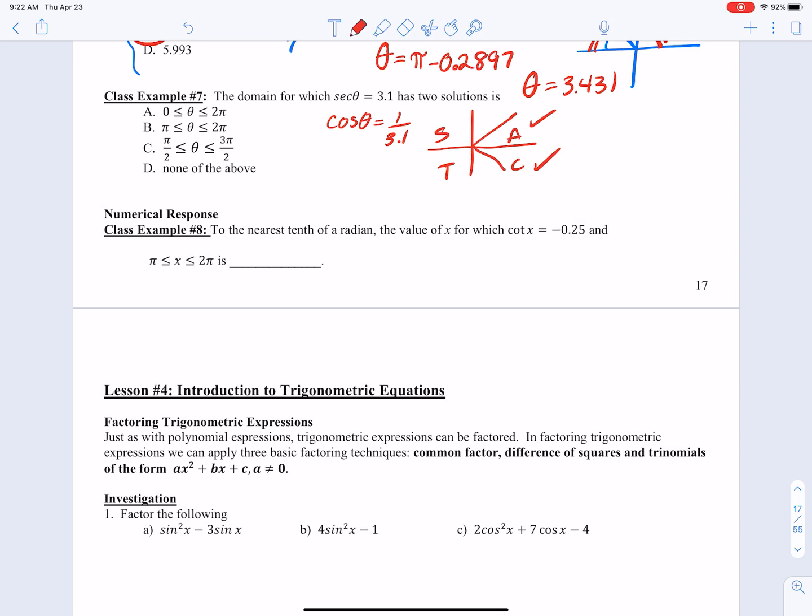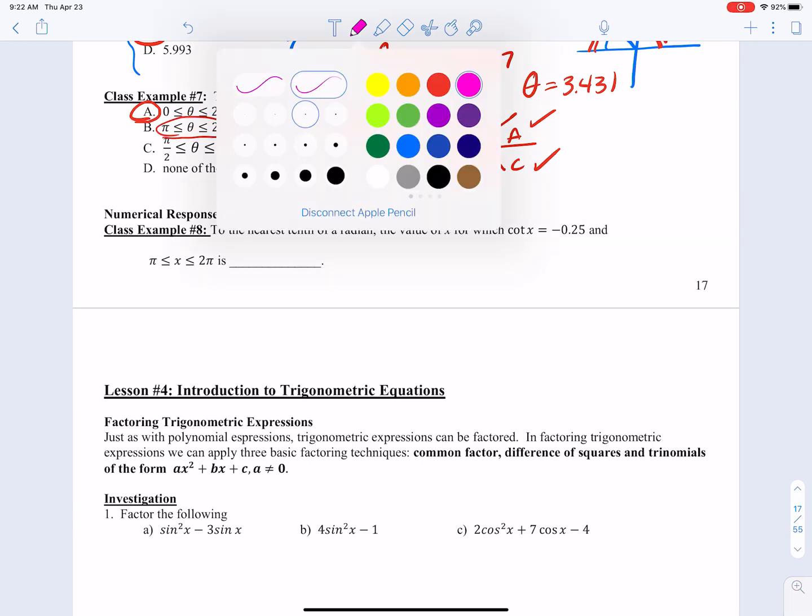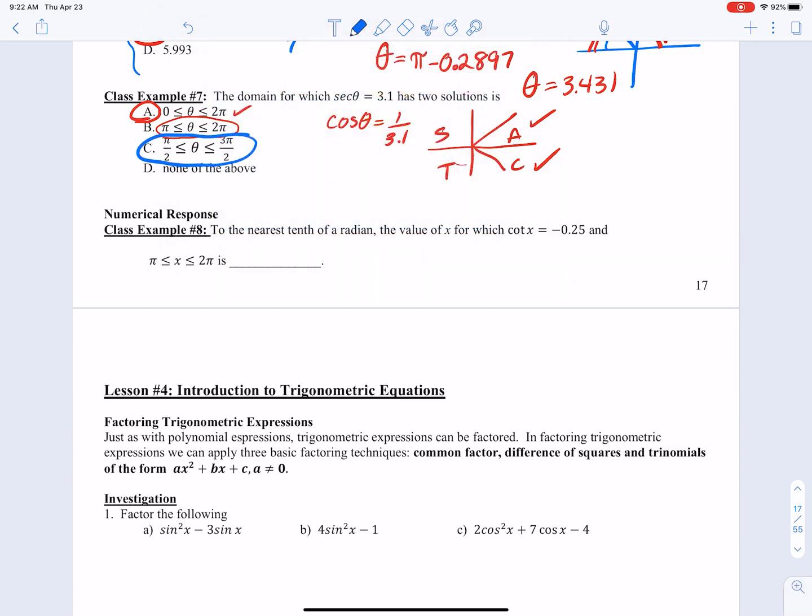So we would get between 0 and 2 pi, two solutions here. And as you can see, this one, if we just went from pi to 2 pi, do that in a different color so you can see, that would just be this domain here. That would only be one solution. Let's take a look at this one. If I went from pi/2 to 3 pi/2, that would be this domain right here. That would be no solutions. And of course, none of the above, that doesn't apply. So my answer here is A.